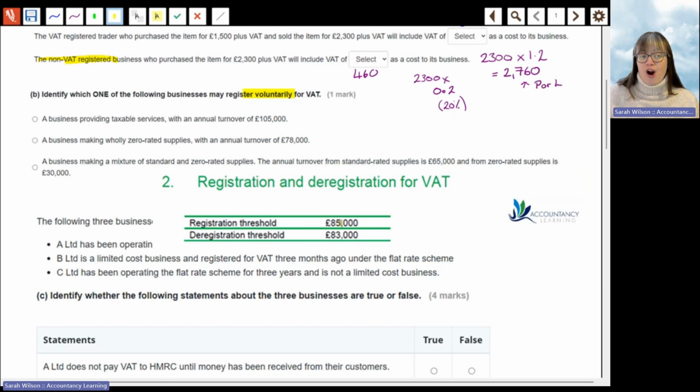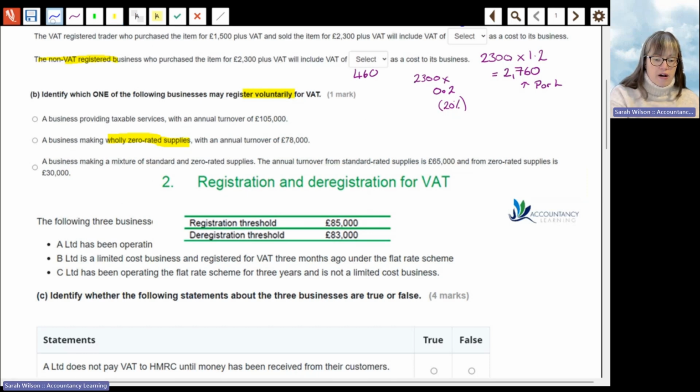A business making wholly zero rated supplies with an annual turnover of 78,000. That's below our registration threshold. And because they're making zero rated supplies only, it means they won't have to pay any VAT to HMRC, but if they register they will be able to claim back VAT on all of the purchases to make those supplies.